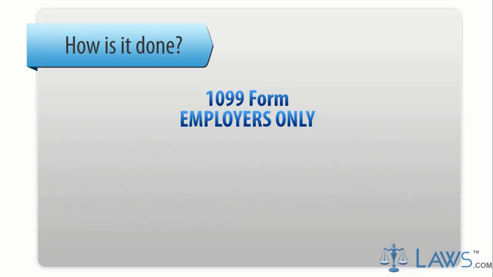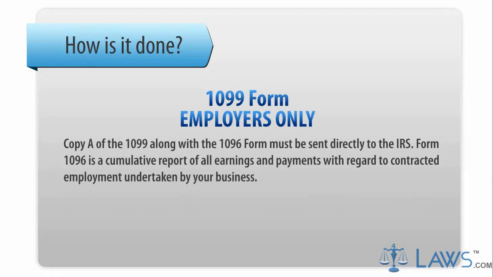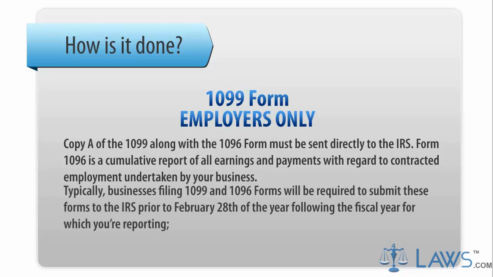For employers only, Copy A of the 1099 along with the 1096 form must be sent directly to the IRS. Form 1096 is a cumulative report of all earnings and payments with regard to contracted employment undertaken by your business. Typically, businesses filing 1099 and 1096 forms will be required to submit these forms to the IRS prior to February 28th of the year following the fiscal year for which you're reporting.